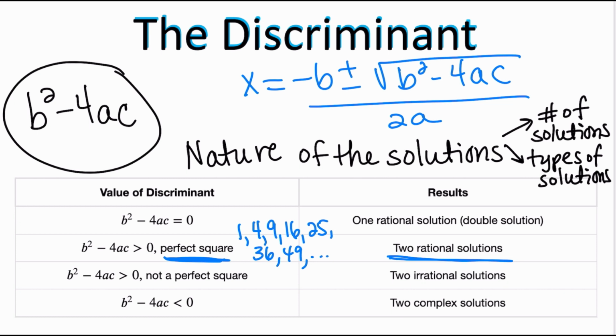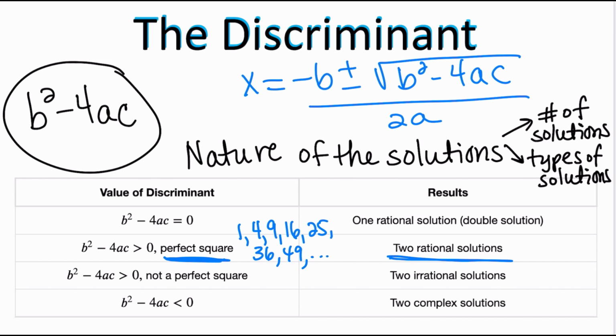Again, a rational number is a number that can be written as a fraction. And that is because when you go to take the square root, you are going to be able to take it. It'll be the square root of, let's say, 64, which is exactly 8, or the square root of 100, which is exactly 10. If you end up with a positive answer and that number that you end up with is a perfect square, then that means that you're going to have two real rational solutions.